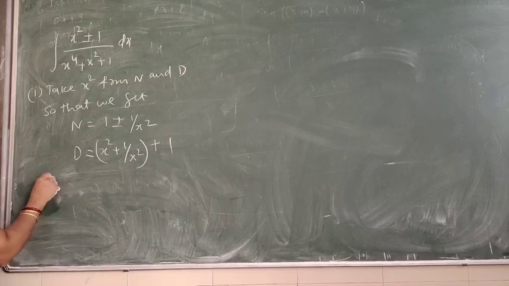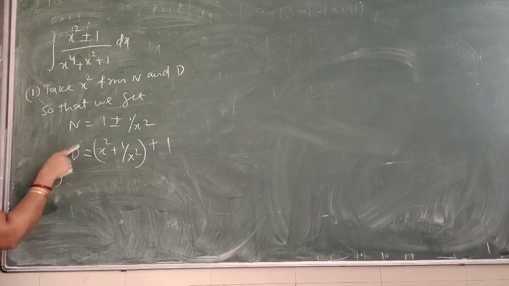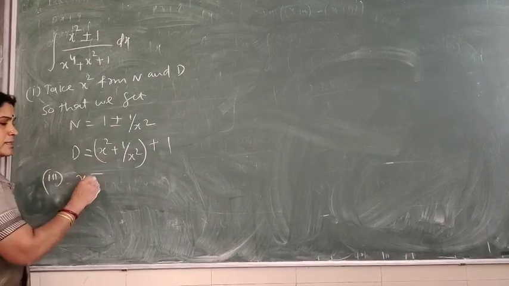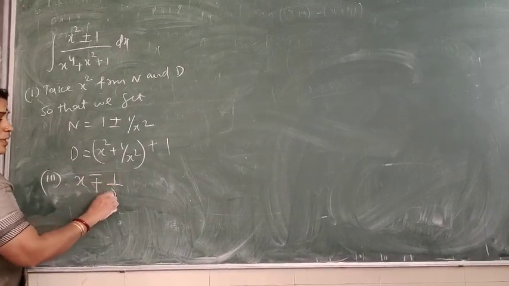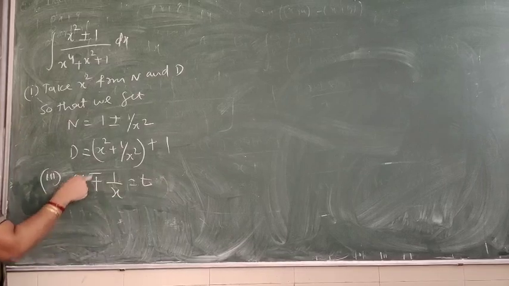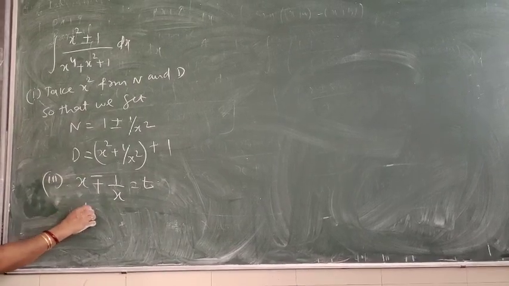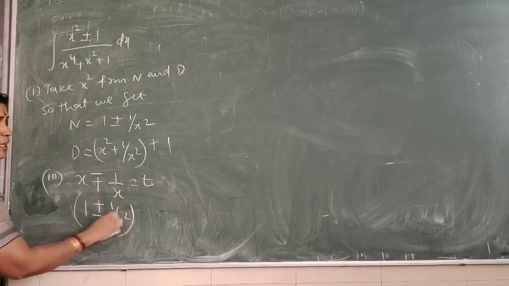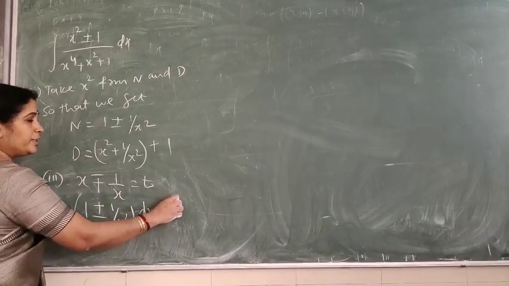Okay, fine. Then step number 2, you have to do one thing. Here plus, then give substitution minus. Here minus, then give substitution plus. x minus or plus 1 by x is equal to t. Then differentiate, and automatically you will get the numerator: 1 plus or minus 1 by x² into dx is equal to dt.